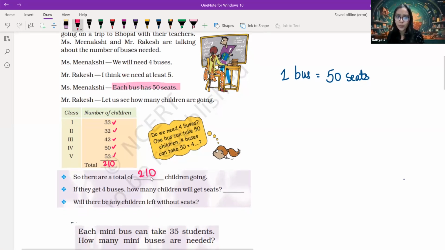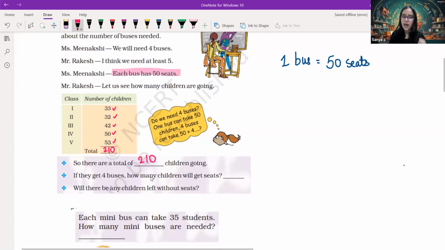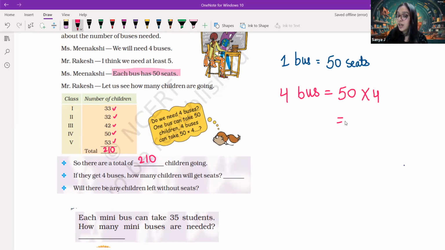Now if they get 4 buses, how many children will get seats? In one bus there are 50 seats. In 4 buses, how do we count the total number of seats? Should we add 50 four times? But we know that we have a quicker way. We can simply multiply 50 seats by 4 buses and that comes to 200 seats. Correct? In 4 buses there are 200 seats, but the total number of children going is 210. So through 4 buses, 200 students will get seats.